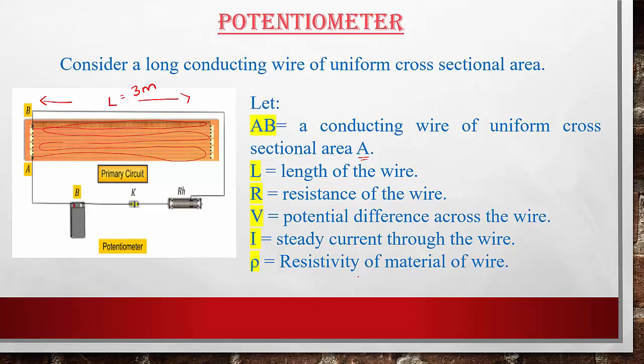R is the resistance of the wire and V is the potential difference across the wire. So between A and B, the wire is connected and it has potential difference V. I indicates the steady current flowing through the wire, and finally rho indicates the resistivity of the material of the wire. Is it clear? So these are the terms related to the potentiometer.